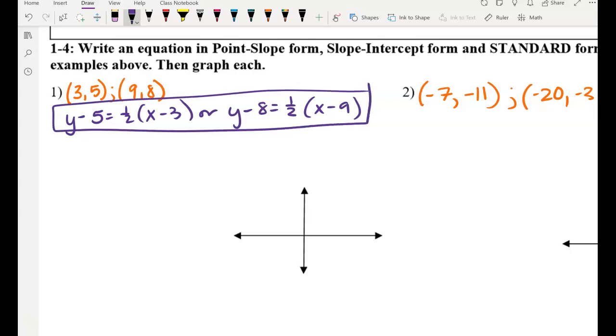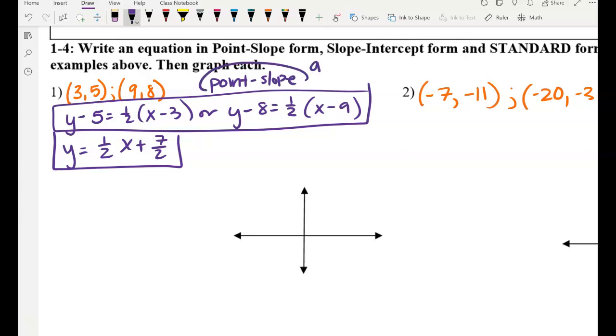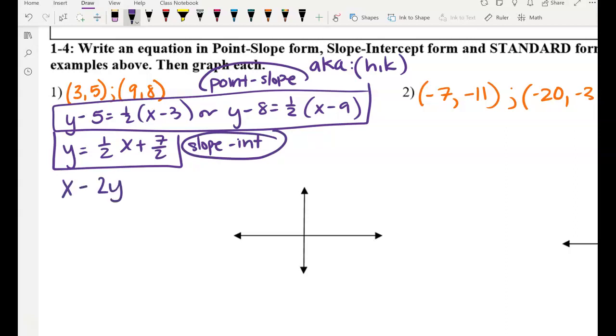You already have this on your paper, so that's your HK form. This is your point slope, aka HK, point slope, aka also called HK form. Okay, this is your slope intercept form because it has a slope and y-intercept. Then we also found our standard form, so all of this. Okay, so this is your standard form.